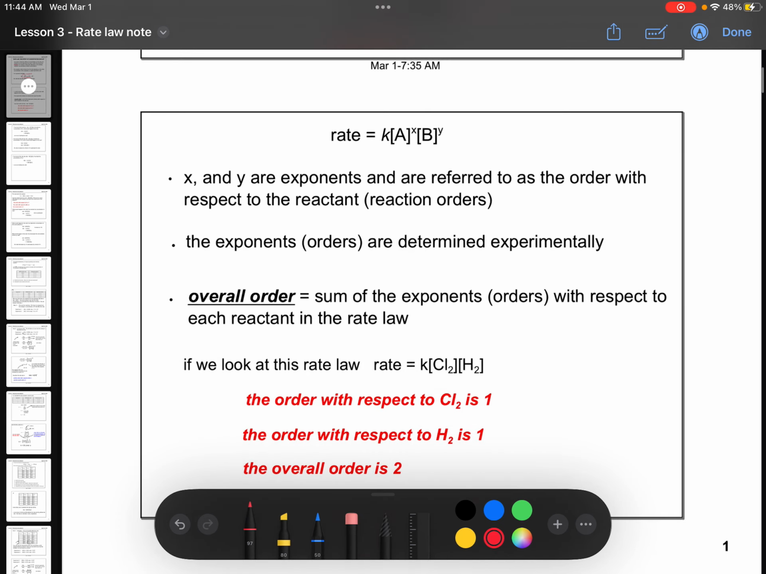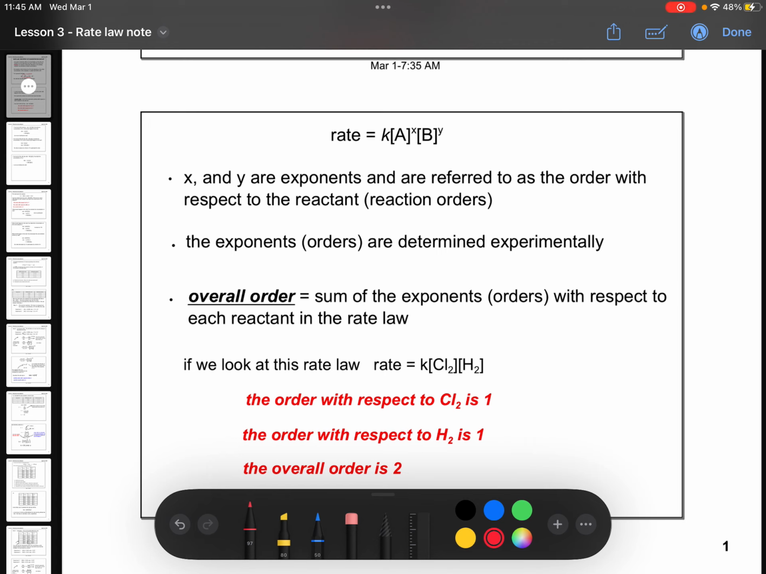Those are a few important points that we have to take a look at. The x and y, which we mentioned are exponents, are referred to as the order with respect to the reactant, which is our reaction orders. The exponents, which are our orders, are determined experimentally, as I mentioned. They are going to give us an overall order, and our overall order is the sum of the exponents with respect to the reactants in the rate law.